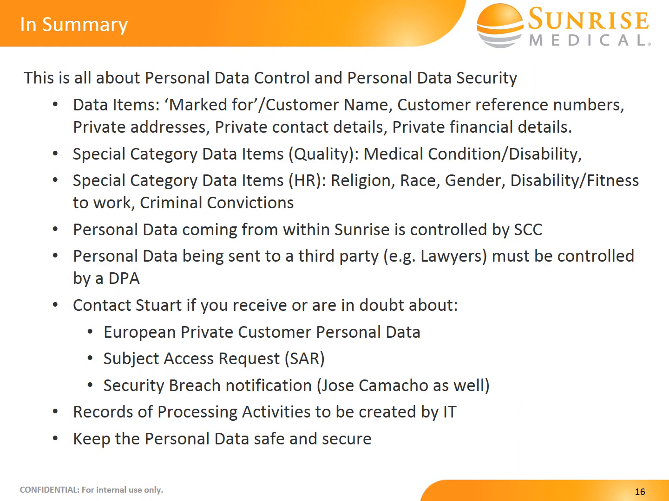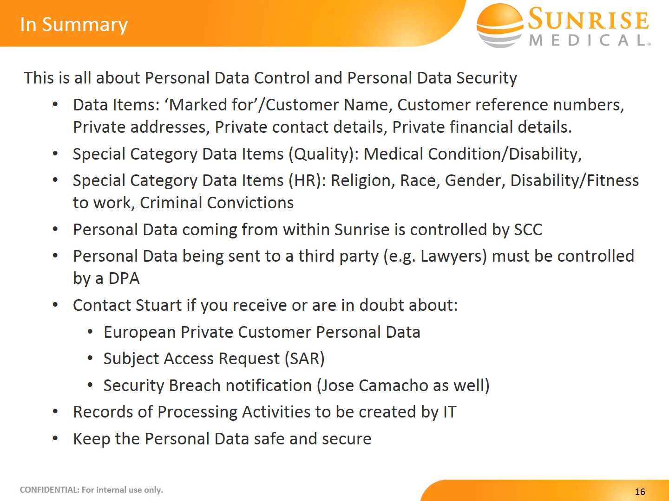So in summary, this is all about personal data control and personal data security. I've put together a quick summary for you. The things that you need to look out for are data items, particularly the marked for field and what information is stored in there, because it could just be the customer name. It may be something else which we might have to deal with, but these are the areas to look out for: marked for, customer name, customer reference numbers, private addresses, private contact details and private financial details.